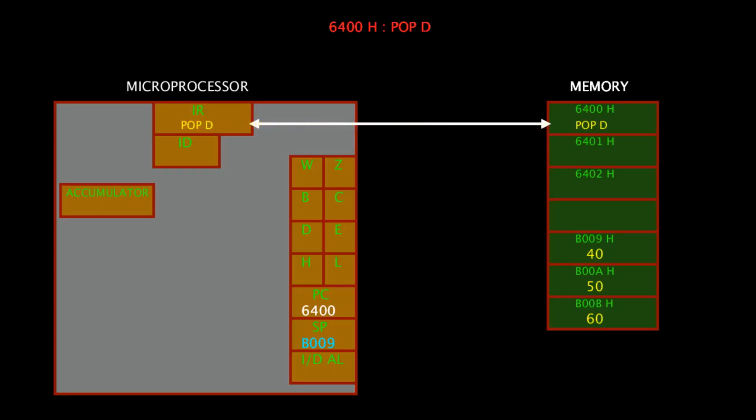After opcode fetch, the instruction is decoded in the instruction decoder. Then the data at memory location B009 gets copied to register E. Then the stack pointer gets incremented by 1 and becomes B00A. Then the data at memory location B00A gets copied to register D.